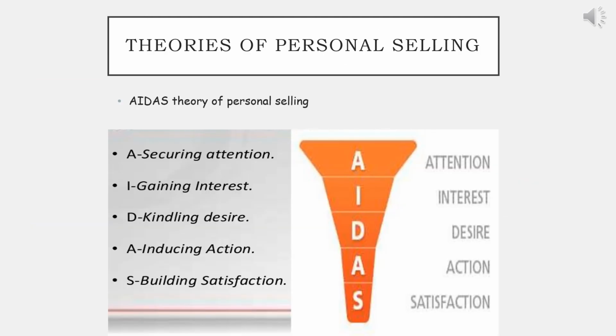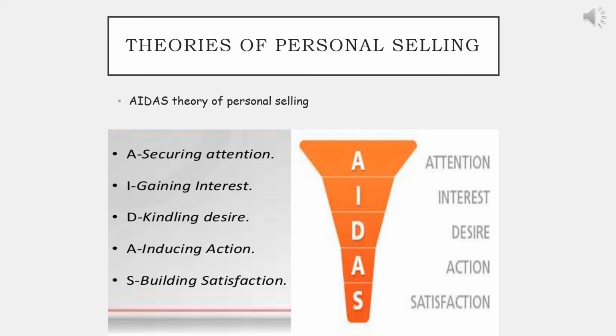Now let's study the various theories of personal selling. The first theory of personal selling is the AIDAS theory of personal selling, which means attention, interest, desire, action, and satisfaction. Earlier we studied the various stages of the personal selling process. We have to correlate these personal selling theories with the above said stages.